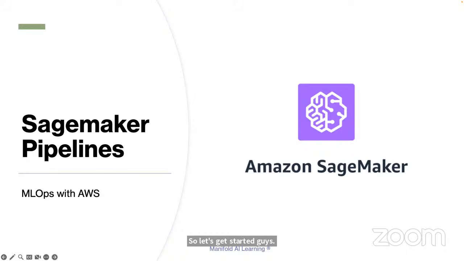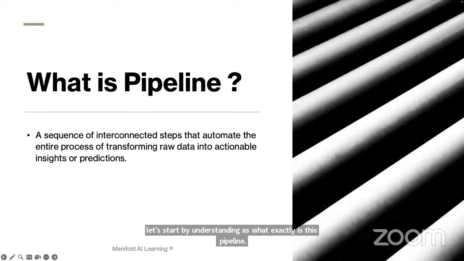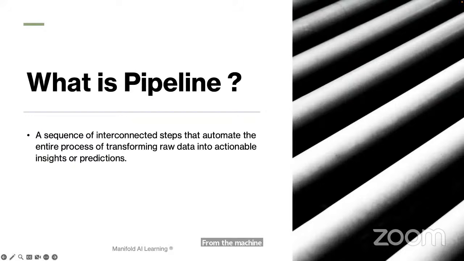All right. In this section, what we'll be dealing with is the SageMaker pipeline. The question most of you would have is: what exactly is this pipeline and how is it important from the machine learning project perspective? Let's start by understanding what exactly a pipeline is. A pipeline from the machine learning project perspective is a sequence of interconnected steps that automates the entire process of transforming raw data into actionable insights, into prediction.